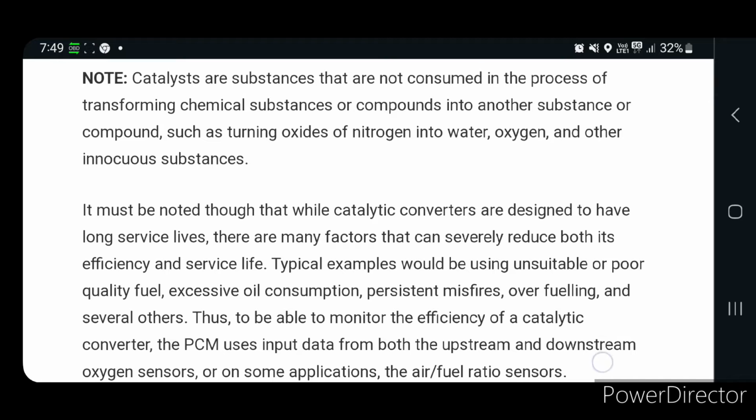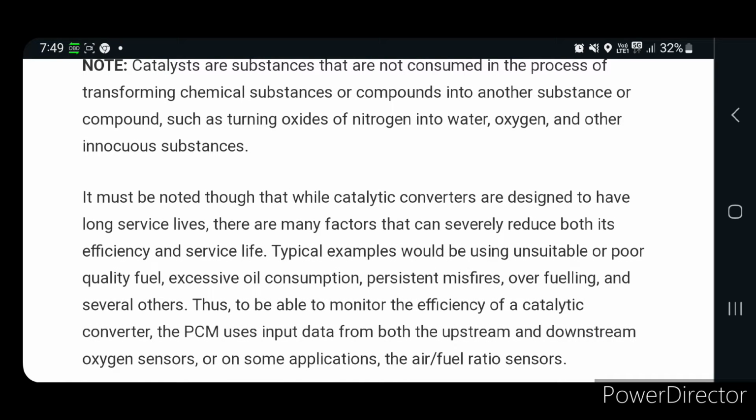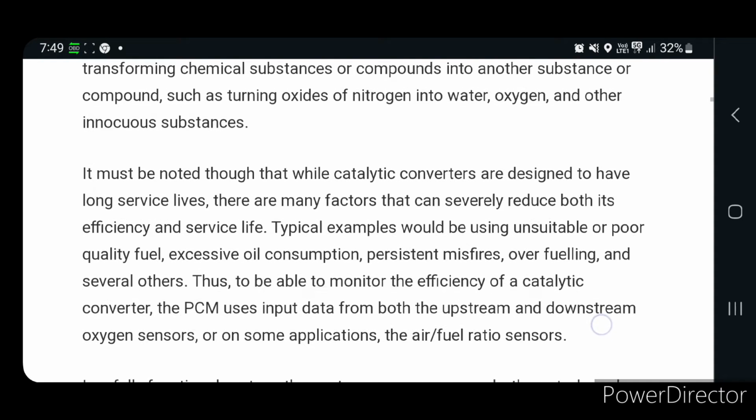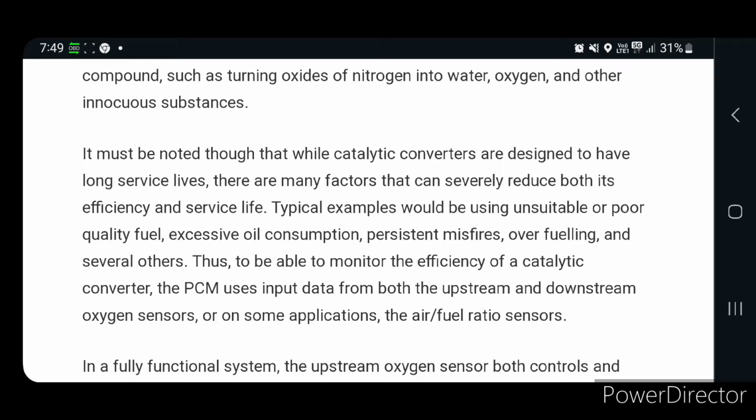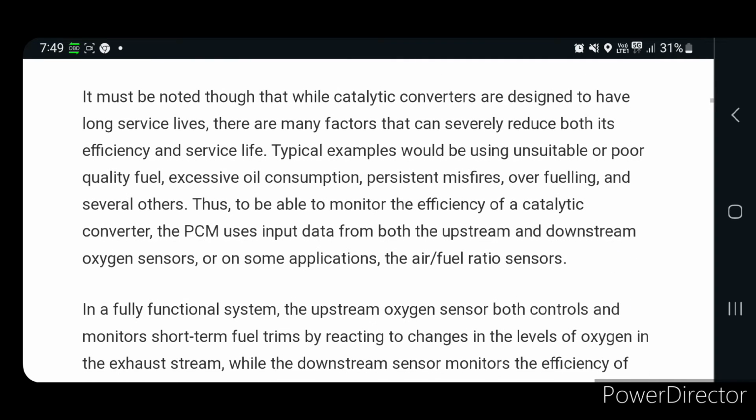Thus, to be able to monitor the efficiency of the catalytic converter, the PCM uses input data from both the upstream and downstream oxygen sensors, or on some applications, the air-fuel ratio sensor.